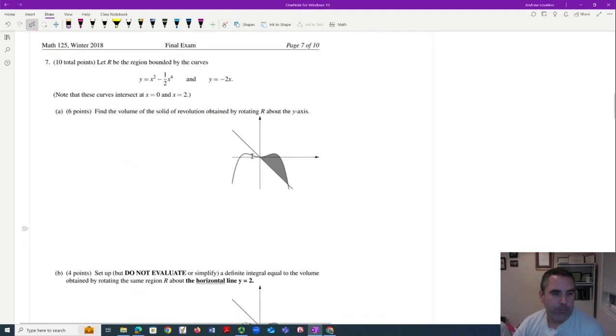Let's do another one. Winter 2018. Let R be the region bounded by these curves. Find the volume of the solid rotating around the y-axis.